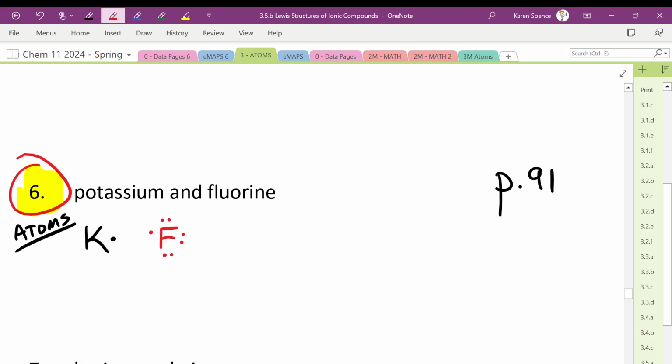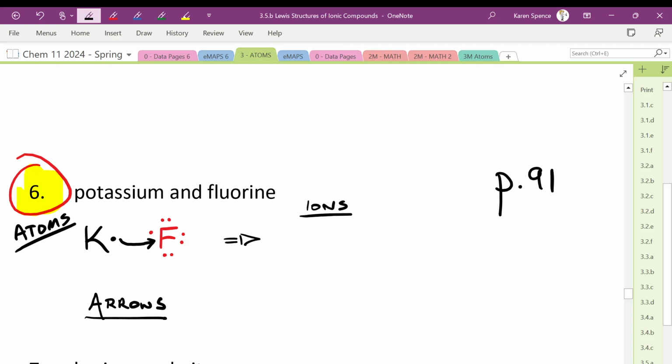So that was atoms. What comes after atoms? What do you do next? Arrows. Arrows. Who is going to transfer an electron? Who is giving the electron and who is receiving the electron? Yes. Potassium is giving and fluorine is receiving, okay? So we're going to show that electron moving into the empty space in fluorine's shell. Yes, because there's a gap there. So we have atoms, we have arrows, and now we're going to draw the ions.